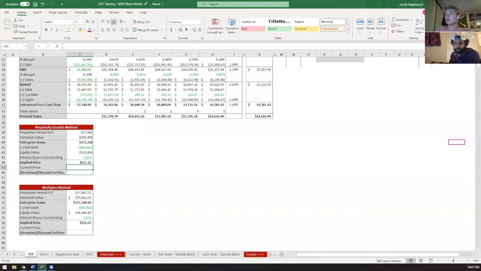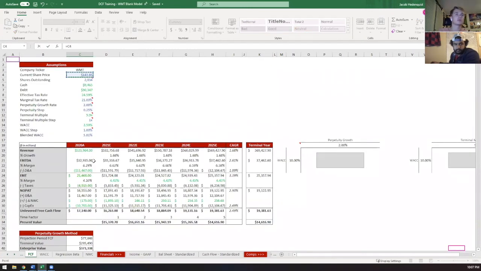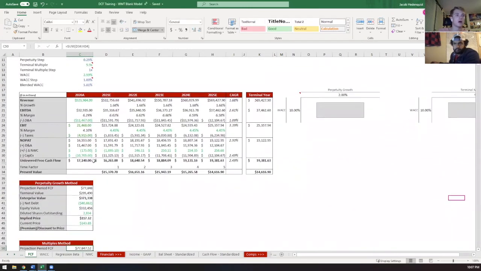Yeah, so as we said before, premium indicates the current share price is above the implied price, while an implied discount indicates the current price is below the implied price. So here we're going to get our current share price, which will be up in our assumptions. And then our formula here to calculate whether it's a premium or a discount.